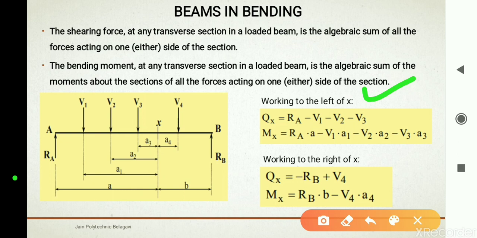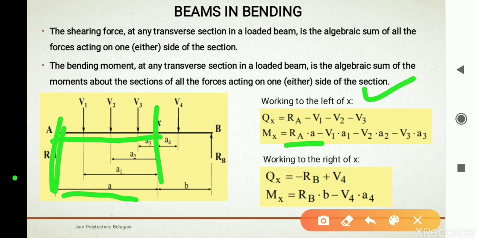So it is said to be the algebraic sum of the moments about the section of all forces on one side of the section. You can see Ra into a is mentioned. Till section X, the distance is a and the force is Ra. So Ra into perpendicular distance. This is the perpendicular distance. It is taken to be positive, which means it is a clockwise moment, right? So Ra into a distance, perpendicular distance.